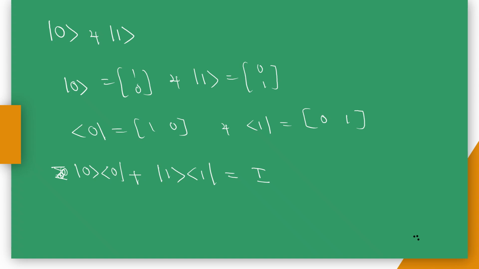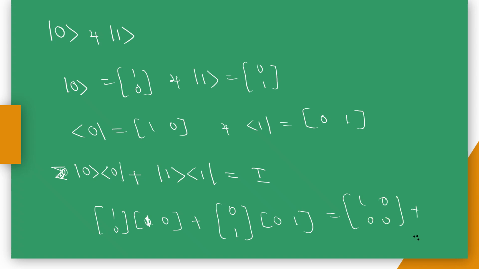So just multiply all these factors. This is ket 0, 1 0, plus ket 1, 0 1, times their bras. By multiplying these, we get 1 0 0 0 plus 0 0 0 1, which is equivalent to 1 0 0 1, which is the identity matrix.